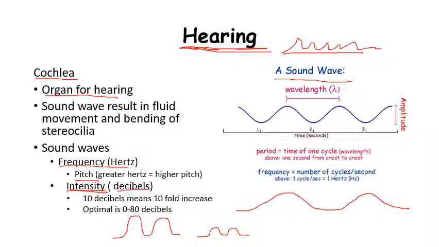Likely you want to keep it between 0 and 80. But if you go to a rock concert, you're going to be well above this area. So the amplitude is going to be much greater with a rock concert. But that's going to give us our two pieces of information, and this is what's going to stimulate our cells: these sound waves coming into the ear and ultimately moving into that endolymph fluid in the cochlea.